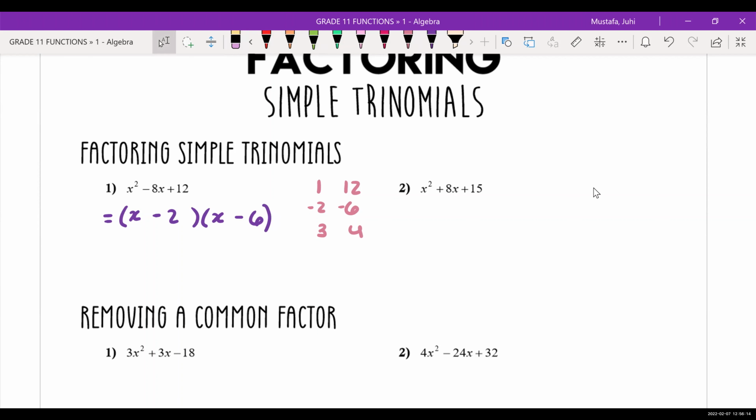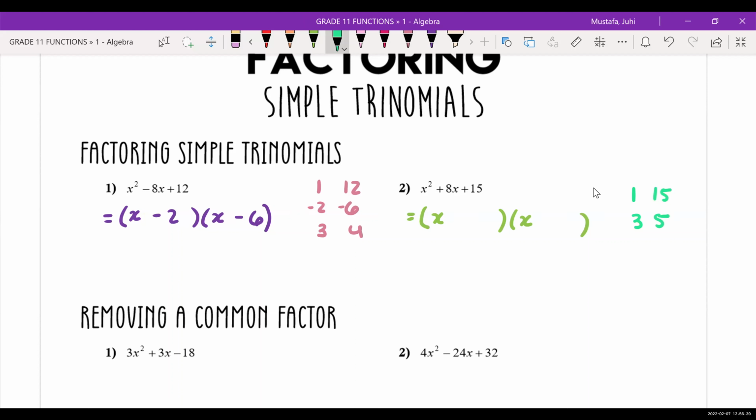Okay, question number 2. Now again, I know the first terms have to be an x and an x because x times x is x squared. I'm going to think of all the factors of 15: 1 and 15, 3 and 5. Is there anything else? No.